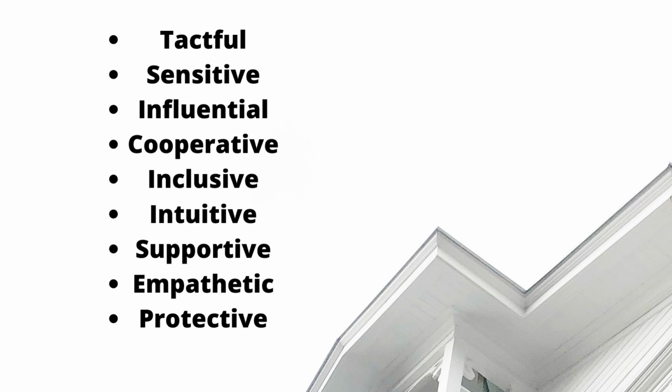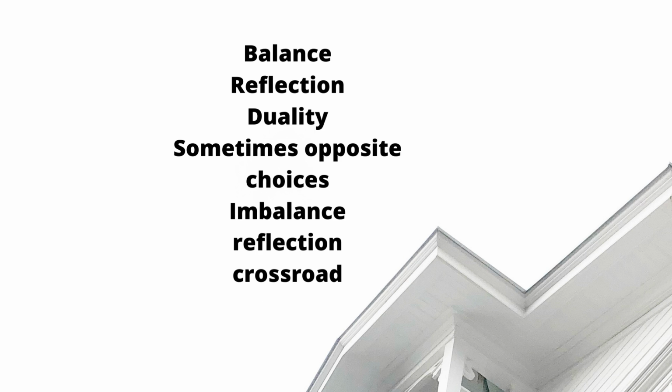On this slide here, these are just some definitions or some things you can think about when you see the number two. The first one is tactful, the second one is sensitive, the third one is influential, cooperative, inclusive, intuitive, supportive, empathetic, and protective. Balance, reflection, duality, sometimes opposite, choices, imbalance, reflection, and crossroad. So these are some things to look at when you're looking at your tarot cards.